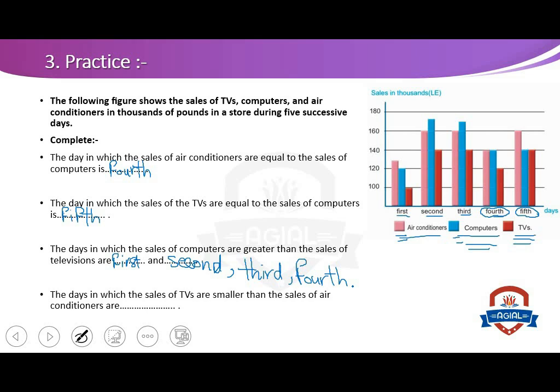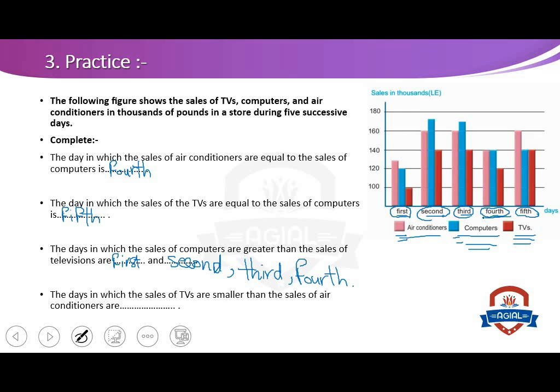And in the last sentence, the days in which the sales of TVs are smaller than the sales of air conditioners. So TVs is colored with red and air conditioners are colored with pink. So we have in the 1st day, the pink is greater than the red, or the red is smaller than the pink, or the sales of TVs is smaller than the sales of air conditioners. So we have the 1st day and the 2nd day and the 3rd day and the 4th day.